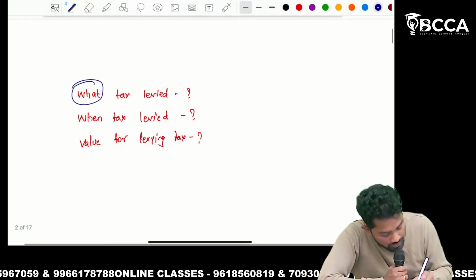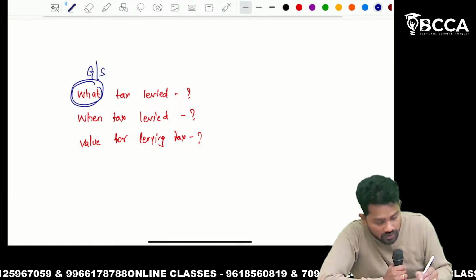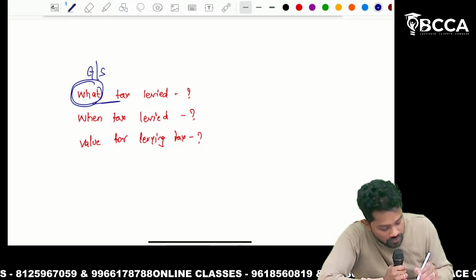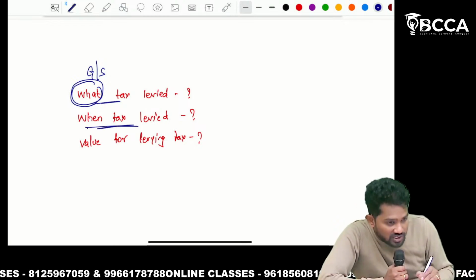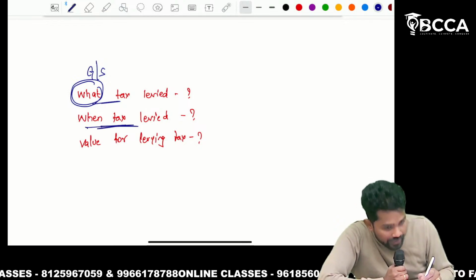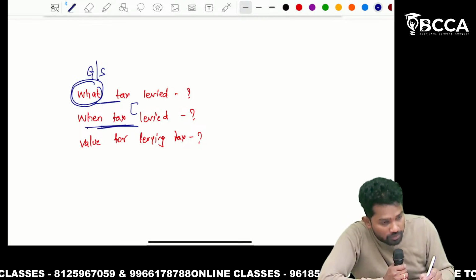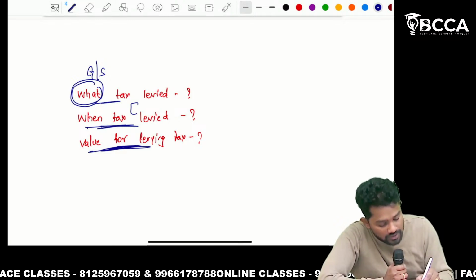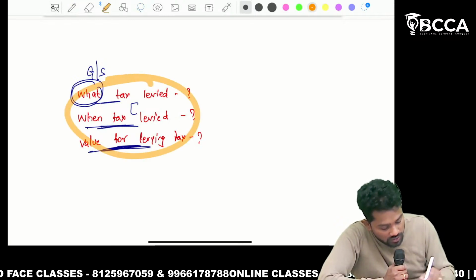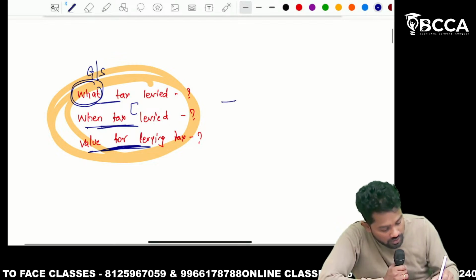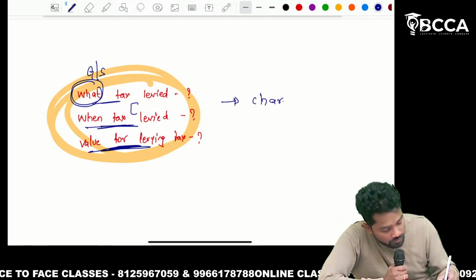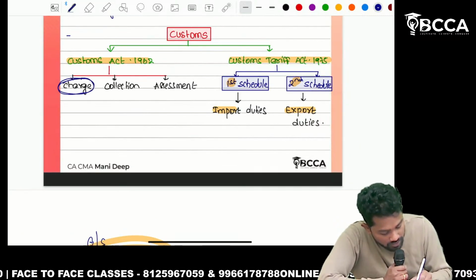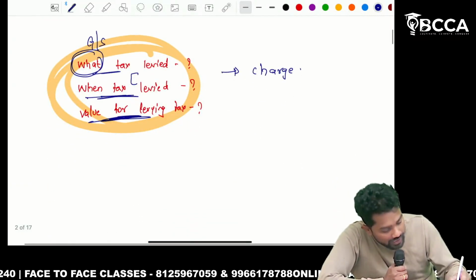So on what has tax to be levied? On good or service, on sale of good, supply of good, import, export, that is the point. When means when the situation arises, like on making supply, the time of supply, when the liability arises, and then on what value tax has to be levied. All these questions are covered under the charge. All these related provisions will be covered under the Customs Act 1962.